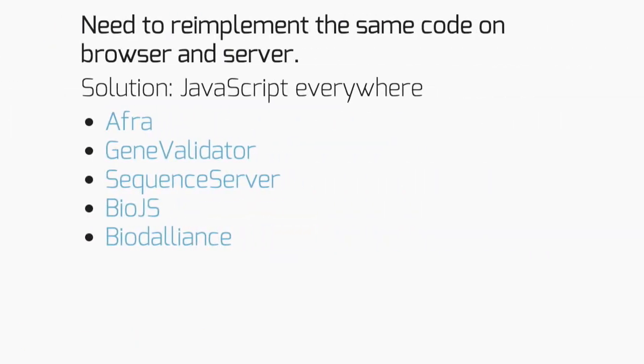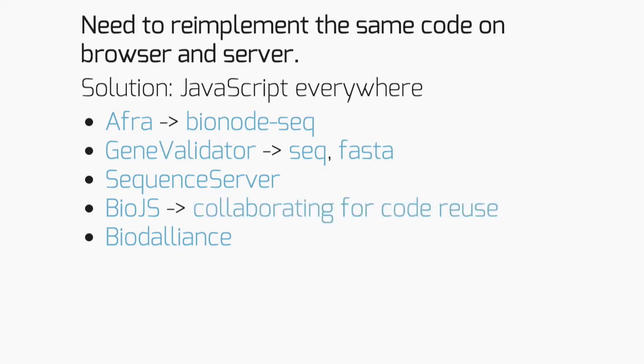As I said, I'm using this on several projects. One of them is Alpha, which is a web app to crowdsource genome annotation. It's a fork of Apollo. So I'm using mostly Bionode-seq there. In our group, we also have GeneValidator, which is a tool to quality control gene predictions, and we are using Bionode-seq and Bionode-FASTA. SequenceServer is an easy-to-use BLAST tool, and I don't think it's actually using Bionode yet, but most of the code could be replaced by Bionode modules. We are collaborating with BioJS, and we are trying to also move some of the parsers from BioJS to Bionode.